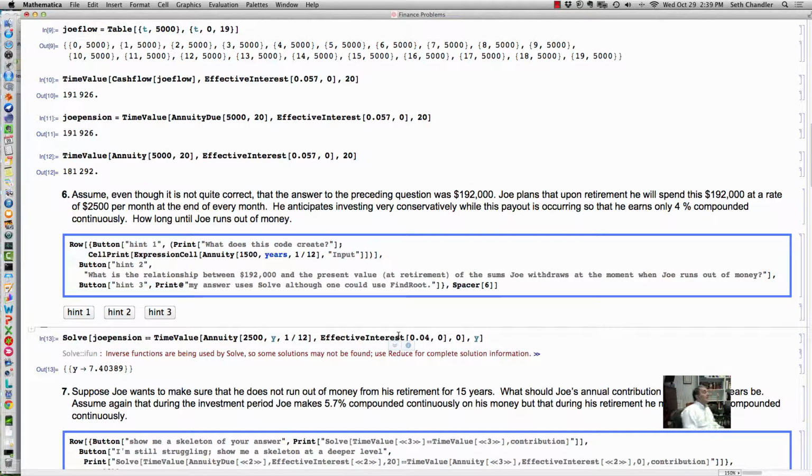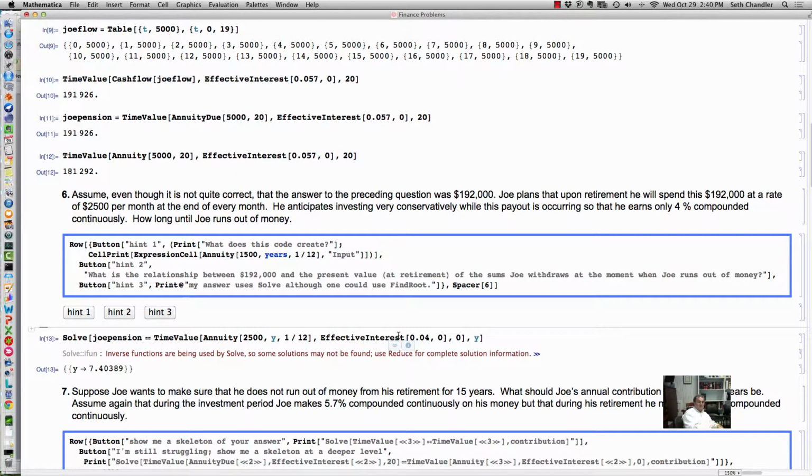No. If you pretend that Joe's retirement account is the annuity, it's paying $2,500. Joe's retirement account is the source of the annuity that he's taking out. Yes, his money is earning 4% per year. That's true, but he's also withdrawing money every year or every month.